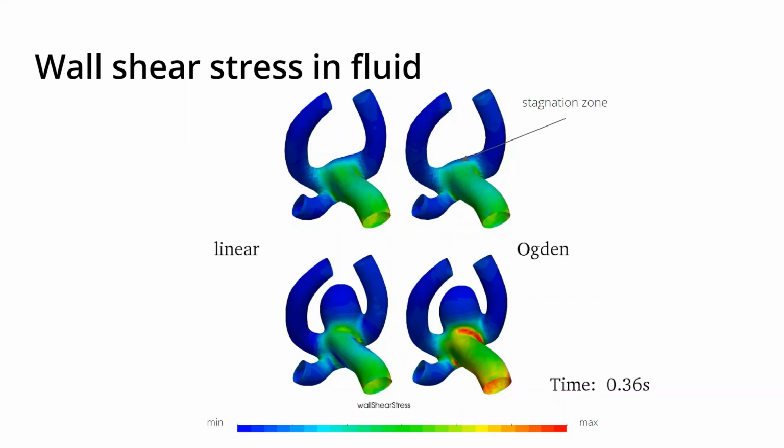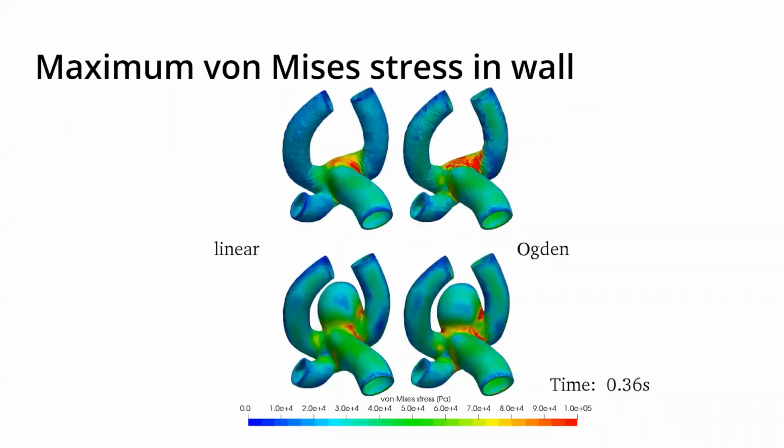But what is more interesting here is that the stresses in the wall, if you clip the stress values at 100 kilopascal in the wall, you can see that this red region, so the area of high stresses in the walls, is being reduced by the growth of this aneurysm.